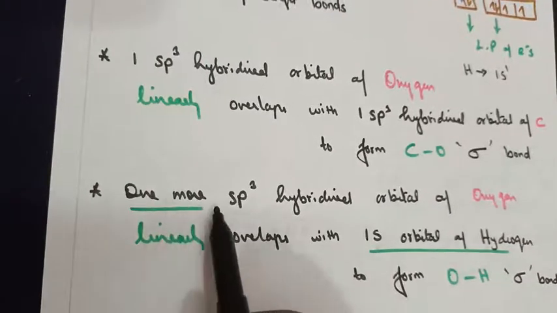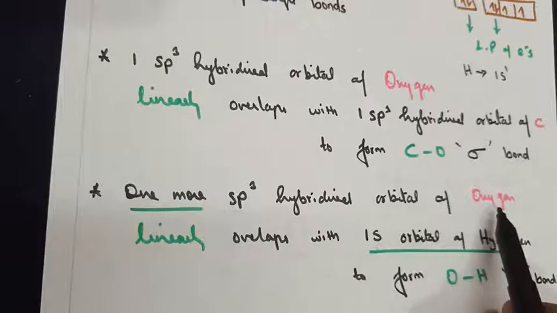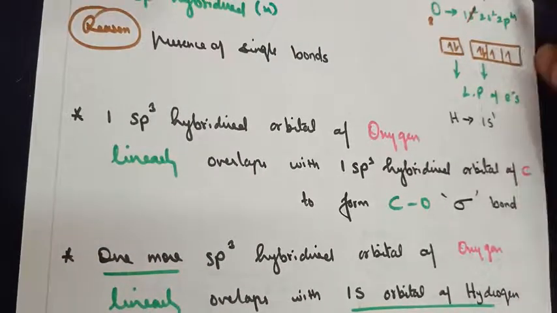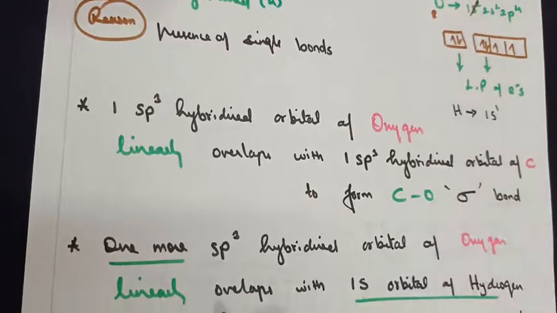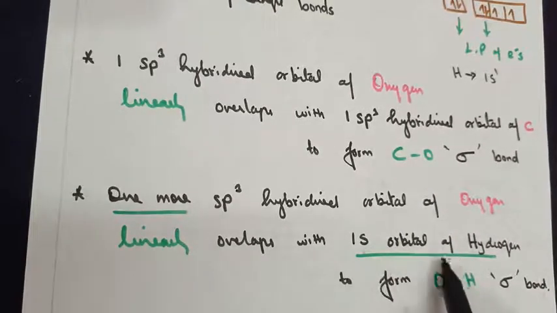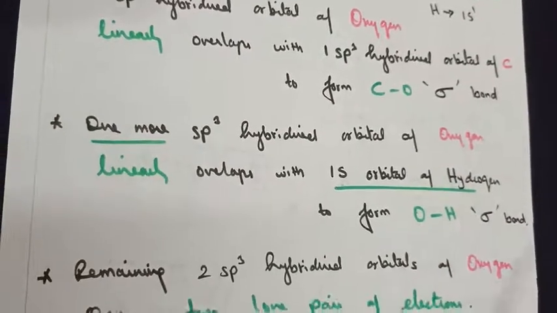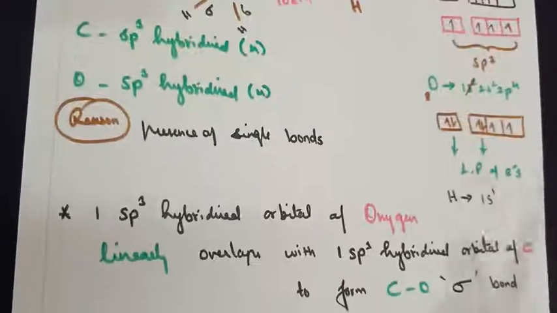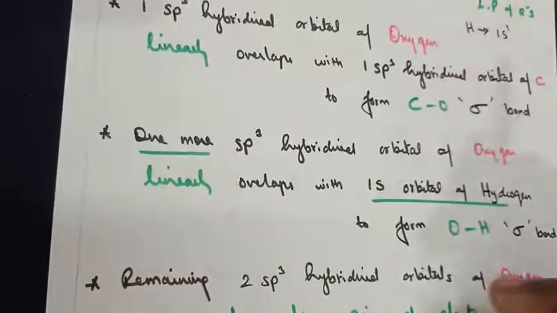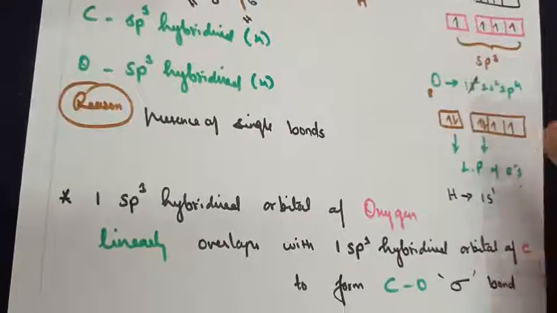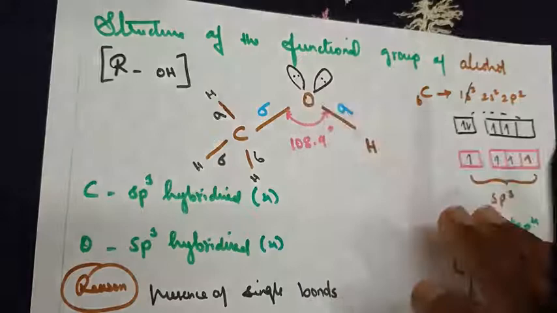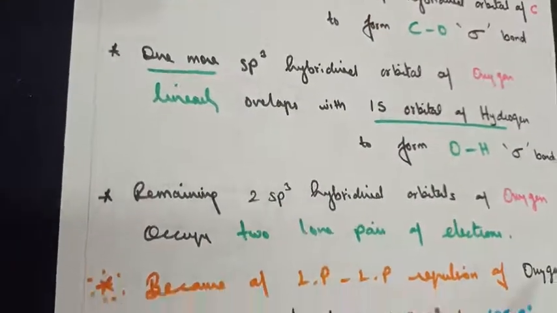The next sp3 hybridized orbital of oxygen. Remember, out of the 2, 1 bonds with a carbon, 1 is left behind. It linearly overlaps with the 1s orbital of hydrogen, and that's what I have written, forming an OH sigma bond here. The remaining 2 sp3 hybridized orbitals of oxygen occupy 2 lone pairs of electrons. So all these explanations I have given to you. These are only representations here. So these 2 lone pairs of electrons take their position around the oxygen here, and that's the point I have written for you.